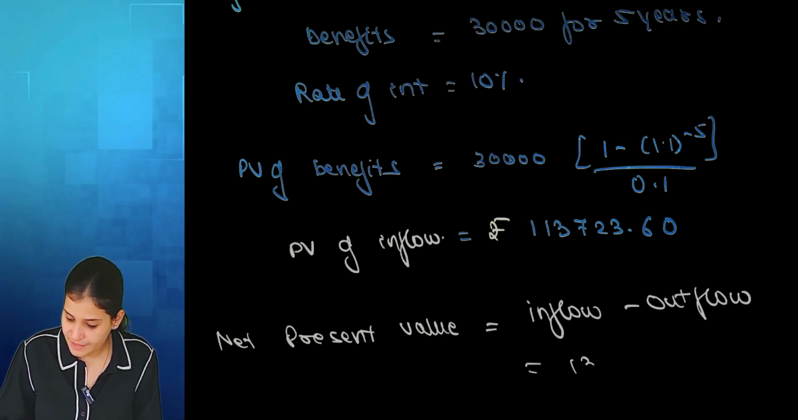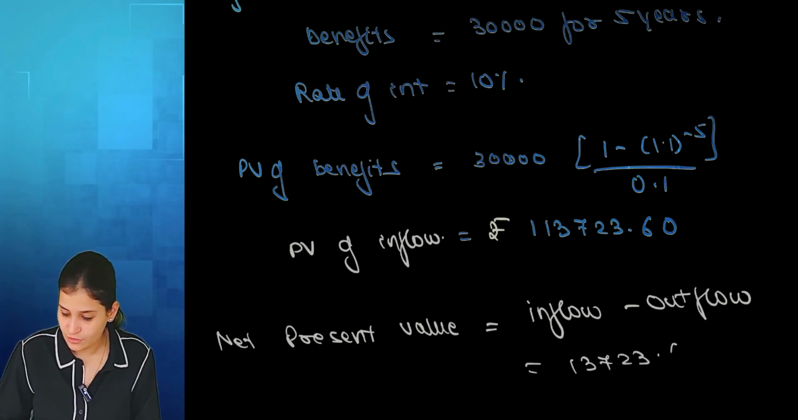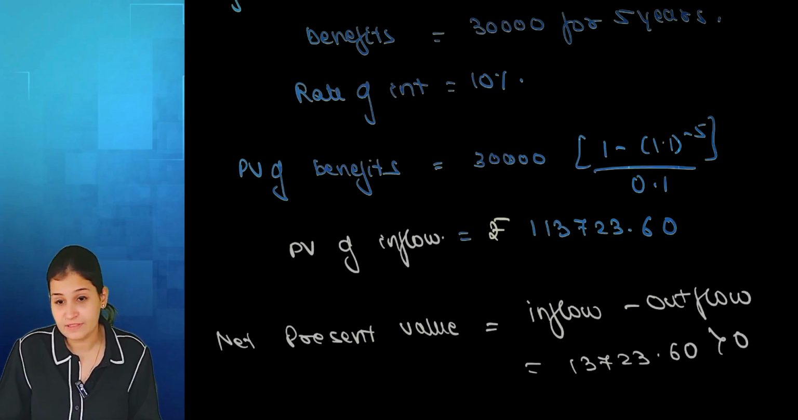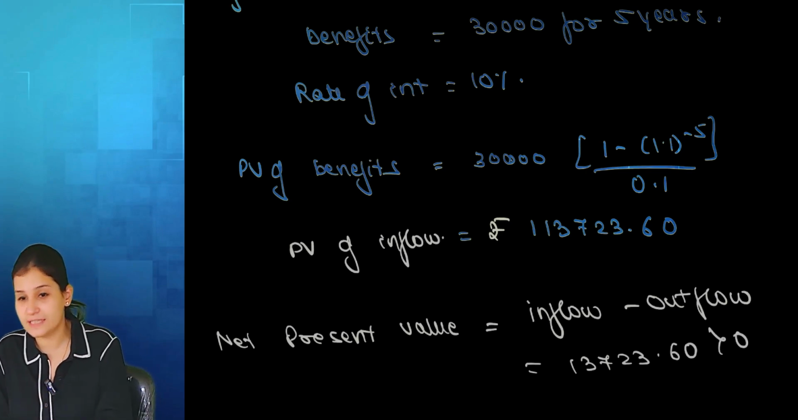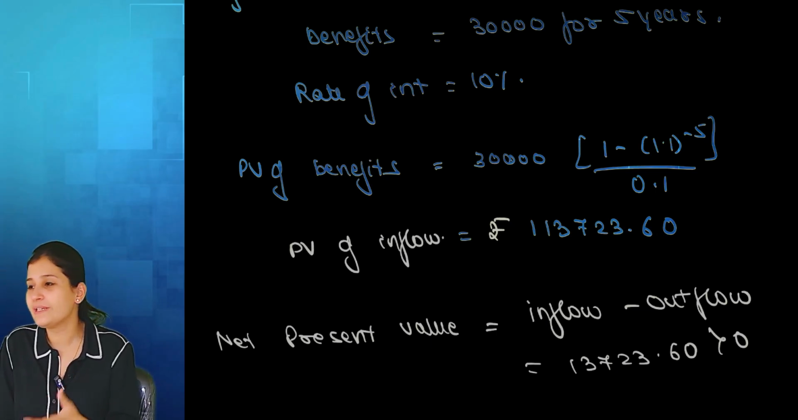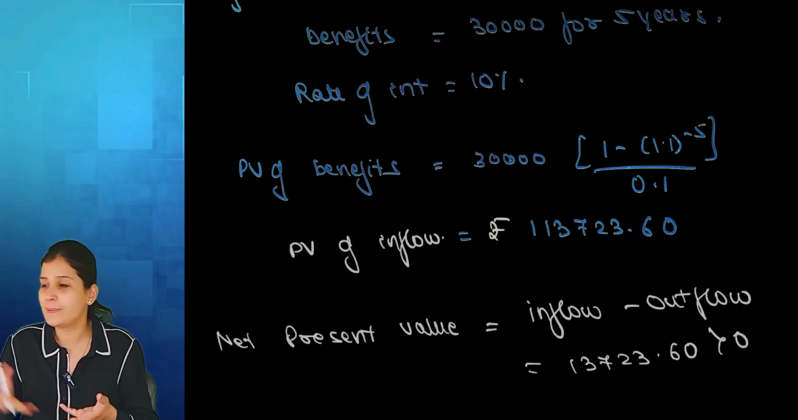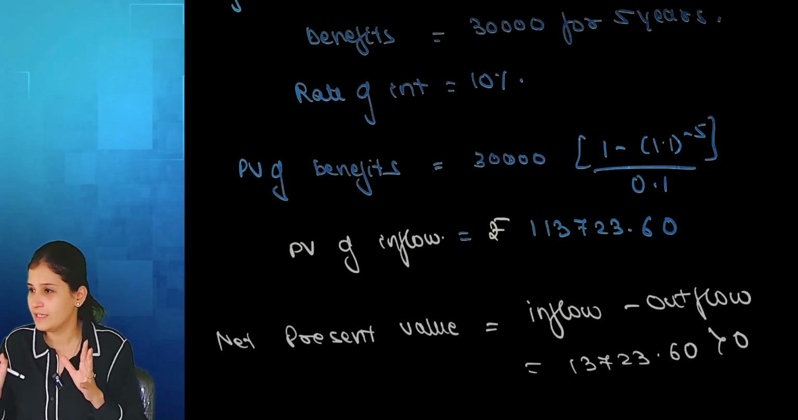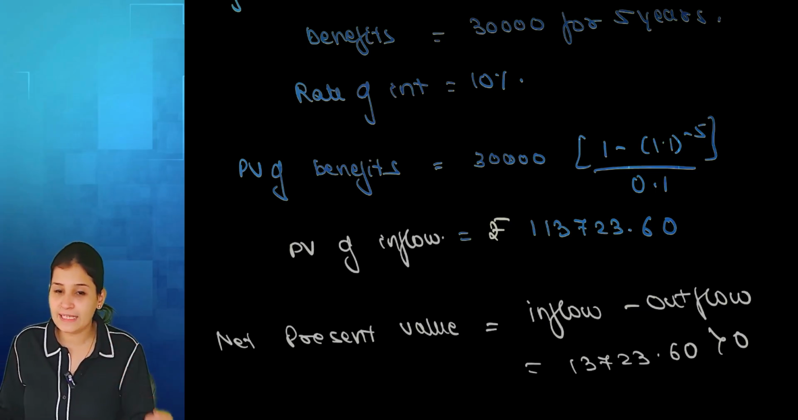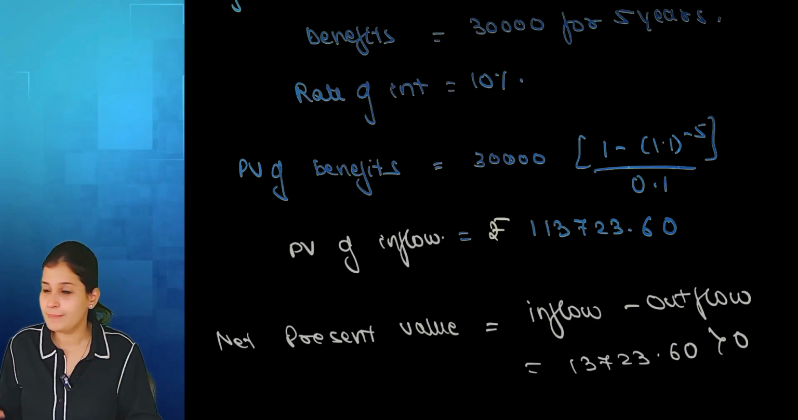So I'm having a benefit of 13,723.60. Since it is positive, yes, I should make the investment. If this would have been negative, then no. When we are doing the sum, we don't think so much. It's common sense: I'm getting more, I'm spending less. So make the investment. The technical term: if the net present value is positive, make the investment.